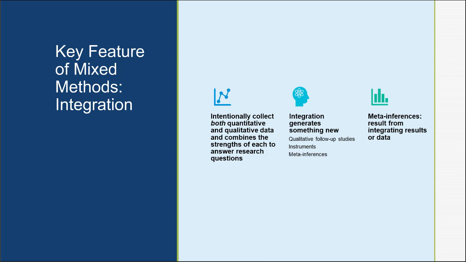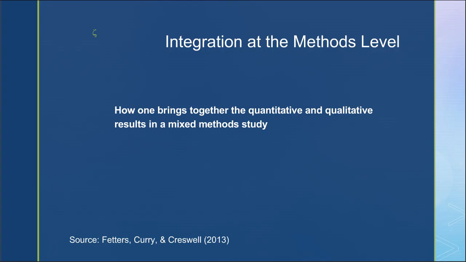I think this idea of generating something new, whether it be follow-up studies, instruments, other quantitative features, or meta-inferences, these are examples of that synergy that happens from integration, and it allows us to arrive at something that we wouldn't have been able to arrive at or learn had we kept the two forms of research separate. So integration at the methods level, which is going to be my focus, is how one brings together quantitative and qualitative results or methods in a mixed method study.